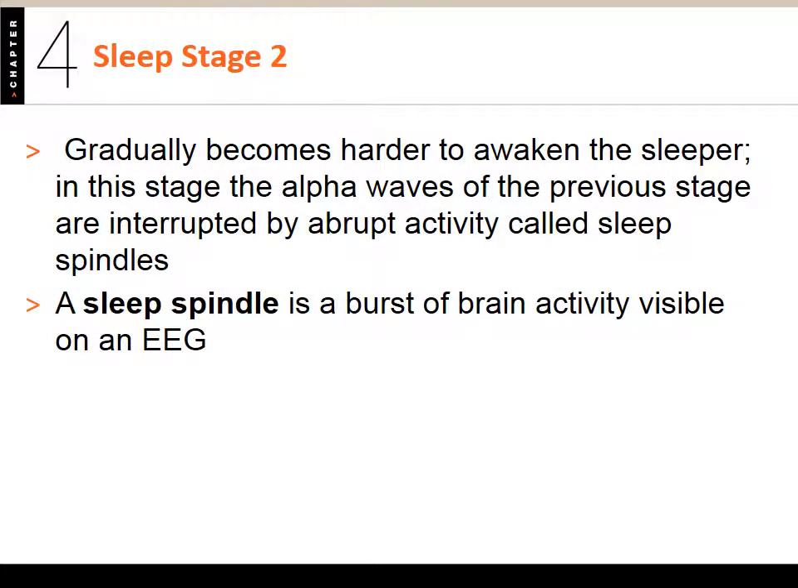Okay, stage 2 gradually becomes harder to waken the sleeper. In this stage, the alpha waves of the previous stage are interrupted by abrupt activity called sleep spindles. A sleep spindle is a burst of brain activity visible on an EEG.